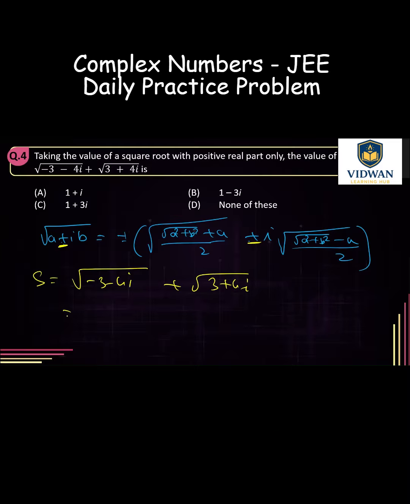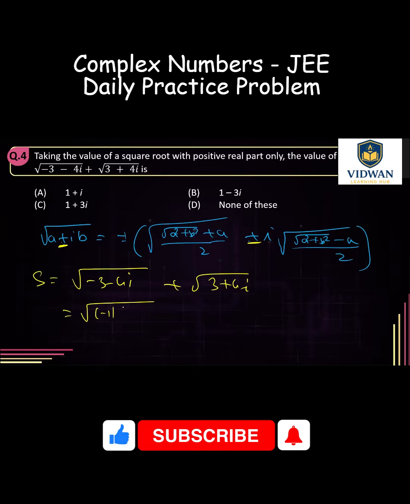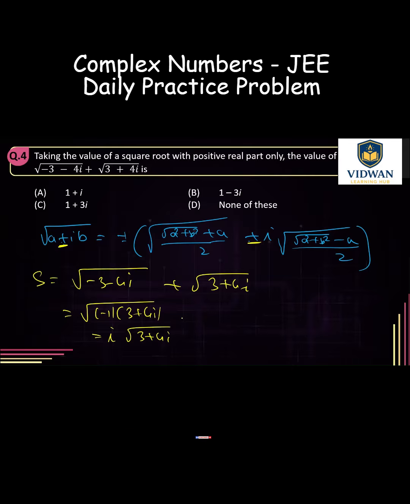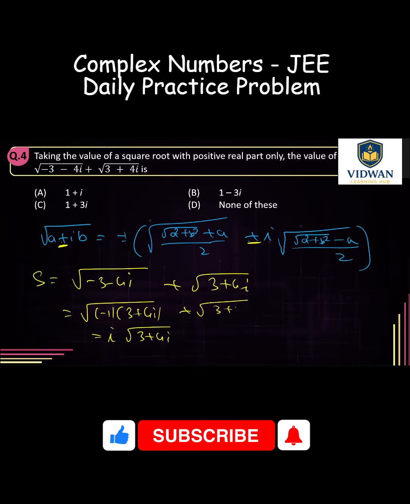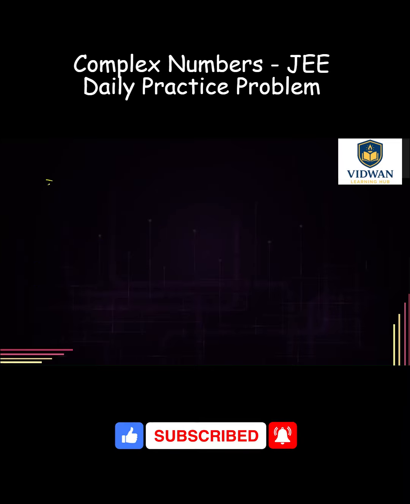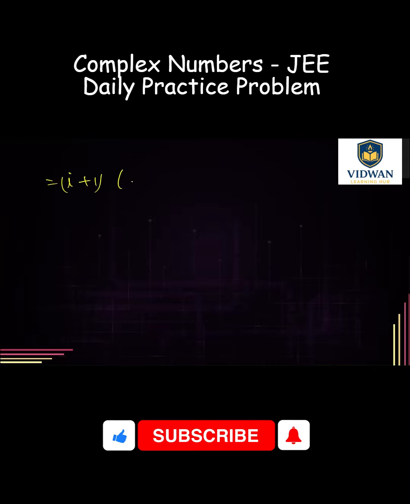Suppose you take minus common here, then this is root of minus 1 into 3 plus 4i. And since square root of minus 1 is i, you can write i times root of 3 plus 4i here. The second term we write the same, so that is plus root of 3 plus 4i. Take this common, then you'll get i plus 1 into root of 3 plus 4i.